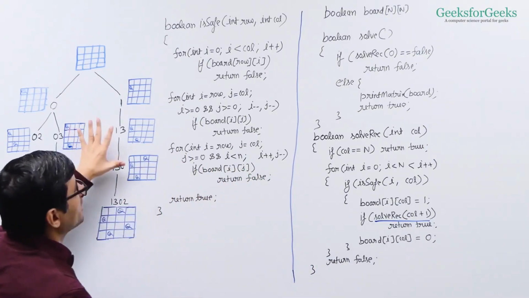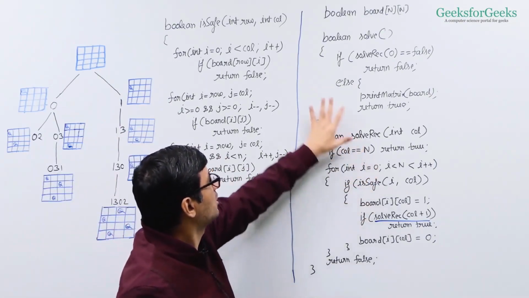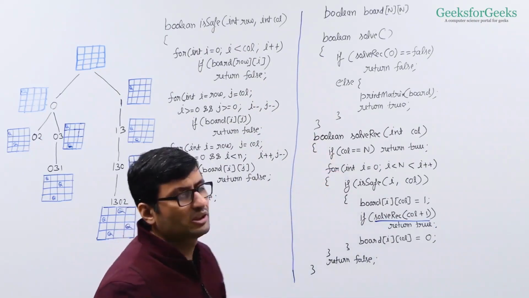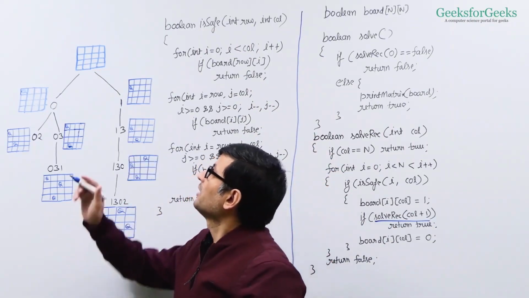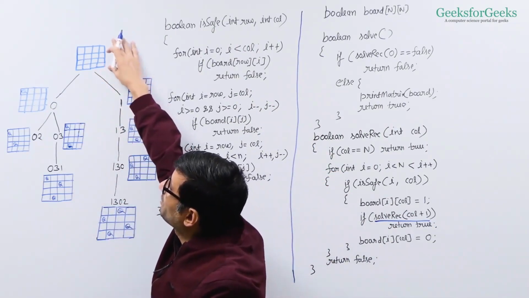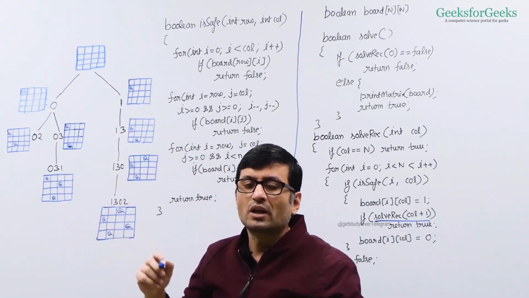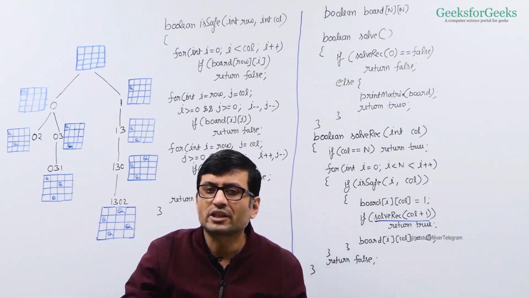So this is the recursion tree for this recursive function. Other functions are really simple. The main part is this. So we've drawn the recursion tree for this particular function. And initially, our chessboard is empty. We place the first queen in the first column and we try placing it in different rows.